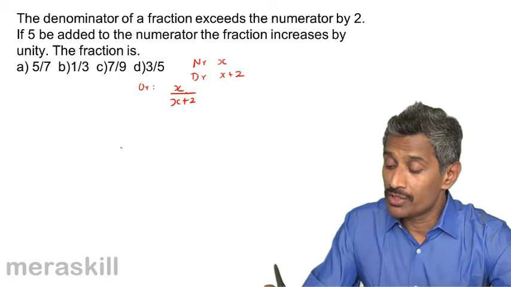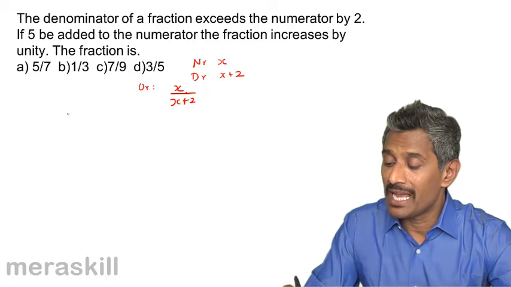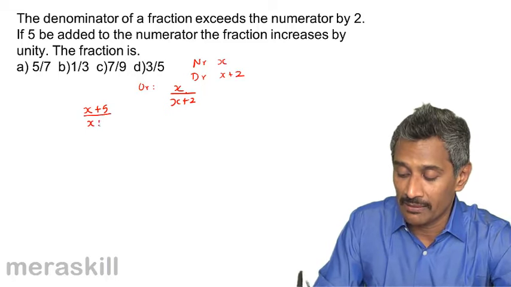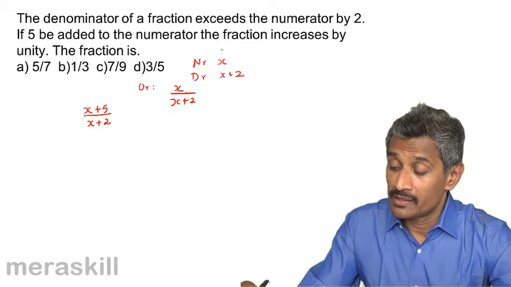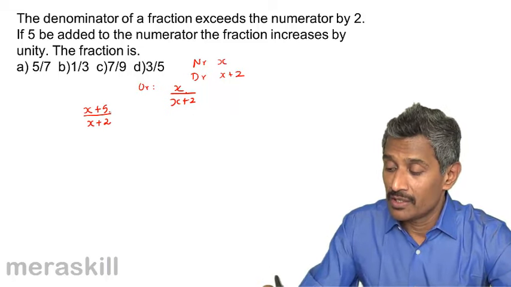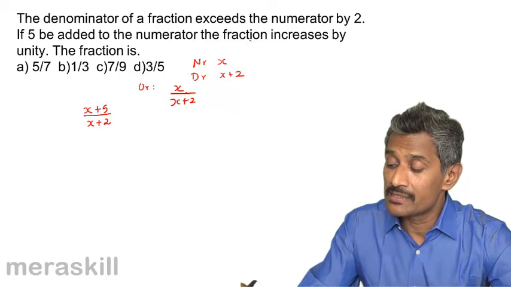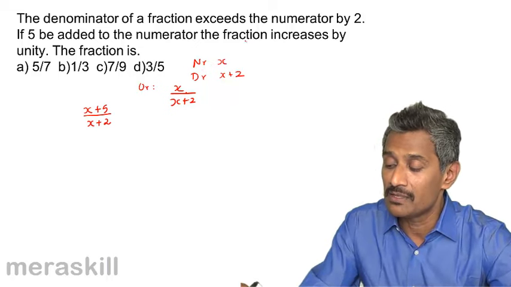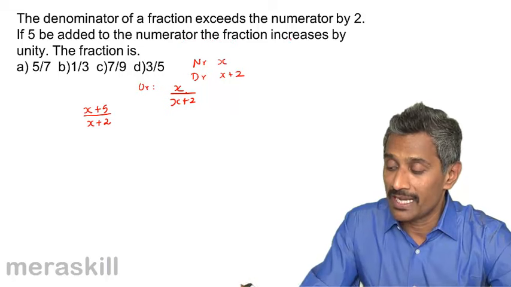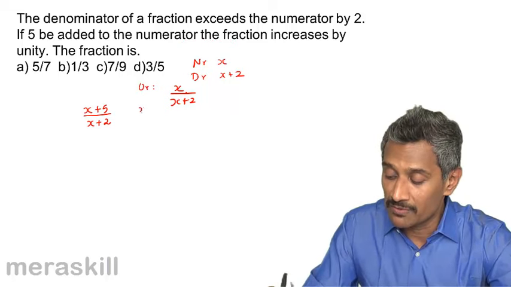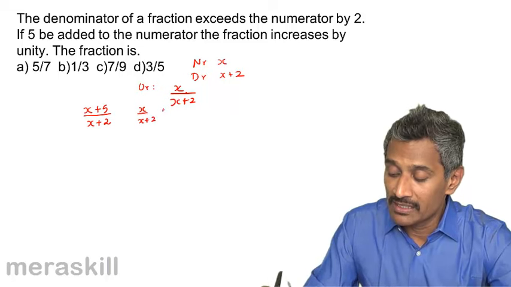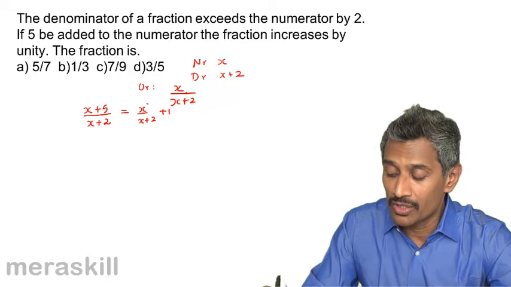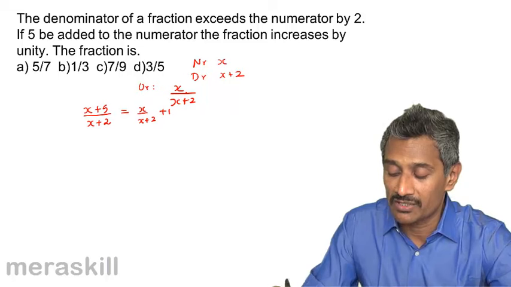Right. Now what is told is that if 5 be added to the numerator, so you're adding 5 to the numerator, but the denominator remains the same, that is x plus 2. Then this new fraction is the result of increasing the original fraction by unity. Unity means 1. So the same question could have been framed as: if 5 is added to the numerator, the fraction increases by 1. That is, the original fraction increased by 1 is equal to the new fraction. So when you add 1 to the original fraction, or 1 more than the original fraction, it gives this.